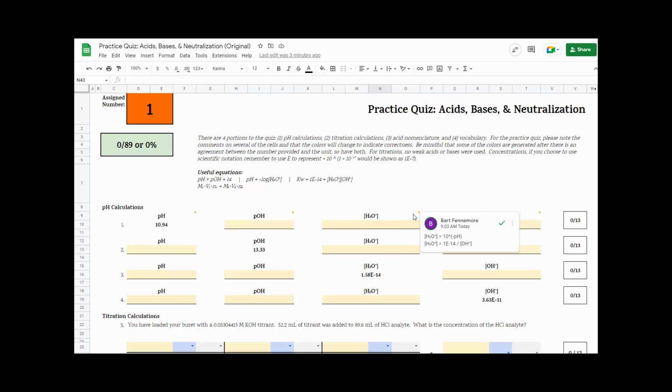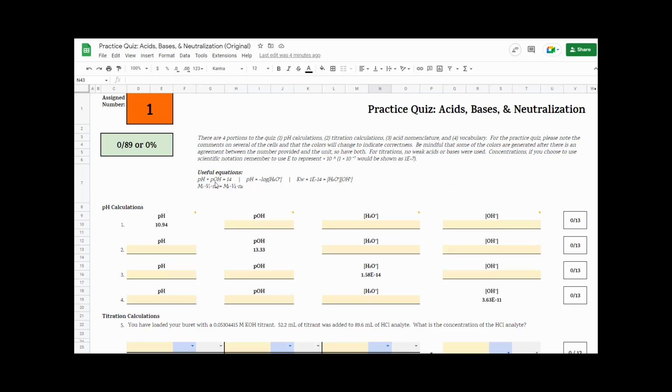The hydronium ion concentration can be solved 2 ways: 10 raised to the negative pH, or take the Kw, 1 times 10 to the negative 14, and divide by the hydroxide ion concentration. The hydroxide ion concentration can be solved 2 ways: 10 to the negative pOH, or Kw, 1 times 10 to the negative 14, divided by the hydronium ion concentration. Those comments will be pulled on the actual quiz.